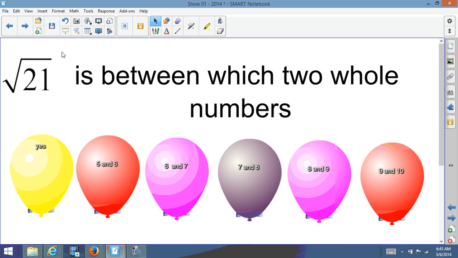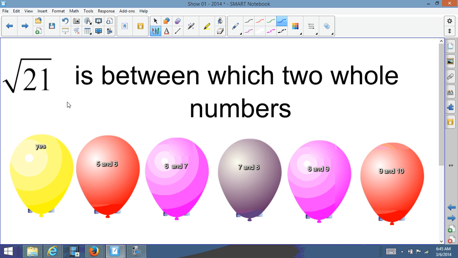Square root of 21 is between which two whole numbers? Again, we have the balloons and the square root of 21. If I had my calculator, I would get a funny looking number, which is called irrational. Irrational means that it's not a fraction, it can't be turned into a fraction, and it goes on and on forever with no explainable pattern.